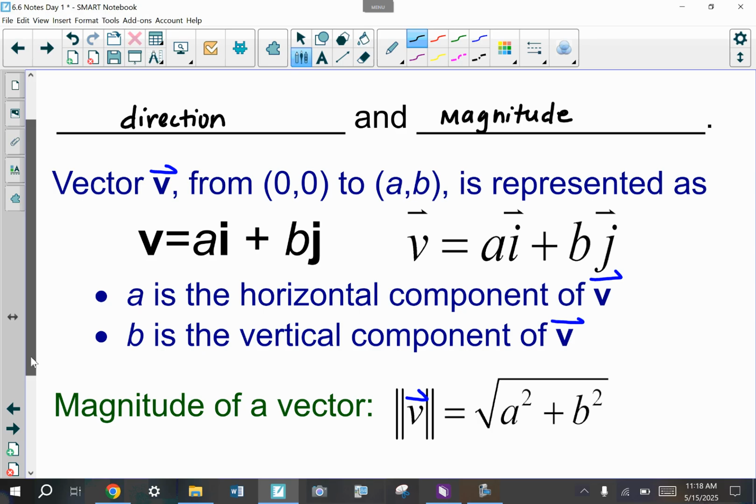Are you following me? Because if I'm starting here and going here, I would be going left 3 and down 2. So it would actually end at negative 3, negative 2. So these are not equal vectors. They don't have the same direction. To be equal vectors, they have to have the same direction and the same magnitude. Okay with that idea? And these again would be position vectors because they start at the origin out to a point.